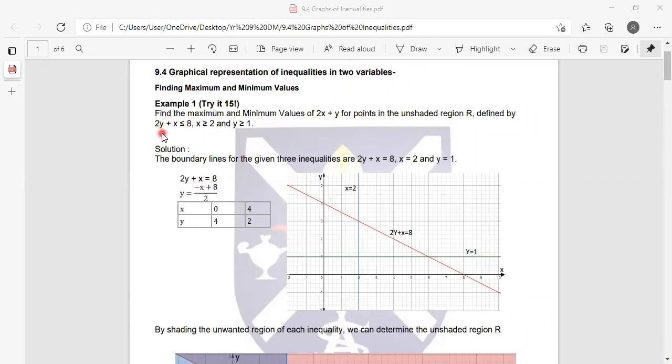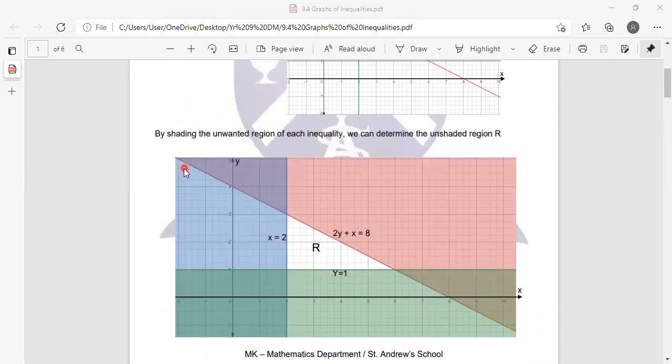Now we need to shade the unwanted regions, to represent the region R defined by these three inequalities. So let's try shading them. So I've got the shaded region here. 2y plus x less than or equal to 8 would be the region below the line. Above would be unwanted. So I've shaded the region which is unwanted in pink here. Okay, then x more than or equal to 2 is the required region. The region on the left is unwanted. I've shaded that in blue.